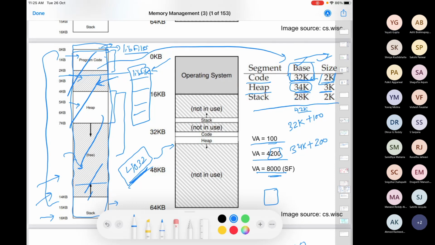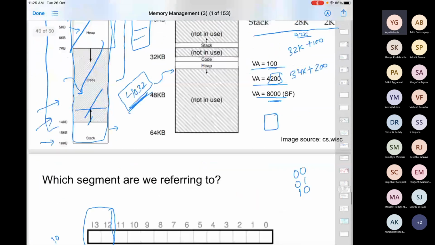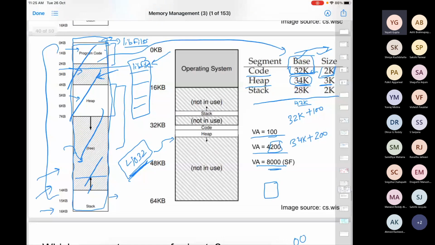Okay. So moving ahead. Now, which problem will we encounter here? Will it be internal fragmentation or external fragmentation? In paging, we were having internal fragmentation. So we were not fully utilizing a particular page. There can be some space in a page which is not empty. What will happen here? Which fragmentation will you see?